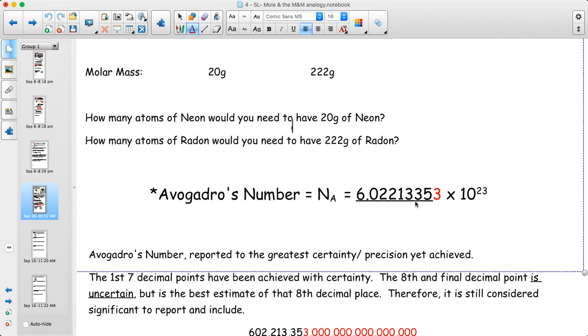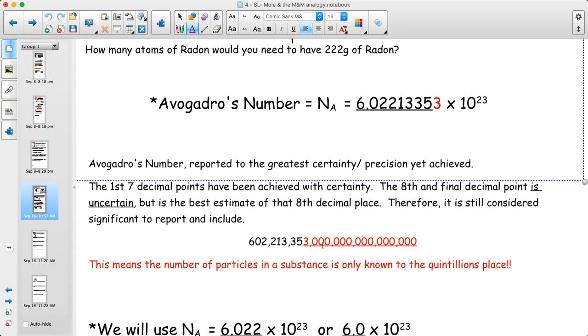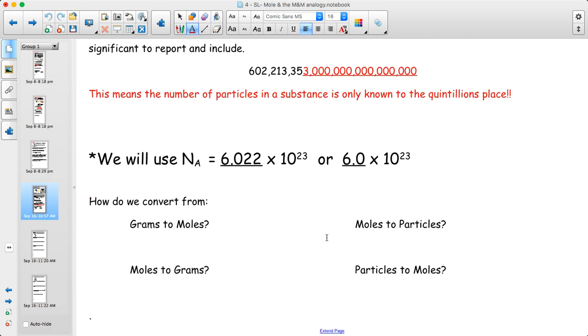This is as precisely as it's known. This eighth decimal point is the estimated uncertain digit. So that means we only know the number of particles in a substance to the quintillions place. But that's not really the point at the moment. The point is that this number, known as Avogadro's number, or N sub A, is the number of particles in a mole for anything. And so the conversions that you're going to do with moles and grams are really the same as what I just did with bags and grams and pieces of candy.